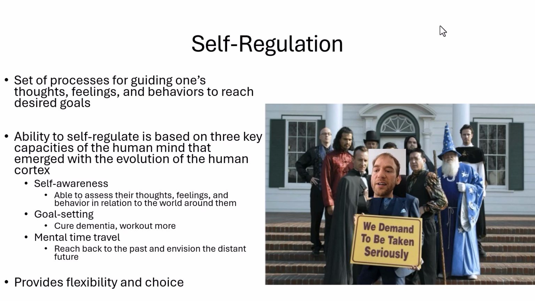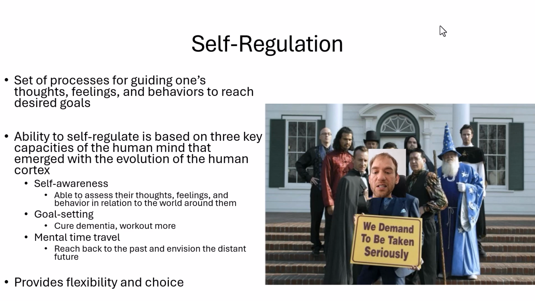Self-regulation. This is defined as a set of processes for guiding one's thoughts, feelings, and behaviors to reach desired goals. The ability to self-regulate is based on three key capacities of the human mind that emerged with the evolution of the human cortex. These include self-awareness, that is the ability to assess thoughts, feelings, and behavior in relation to the world around us. Goal setting, which can be quite large, like, I'm going to discover the cure for dementia, or just work out more. And mental time travel, reaching back to the past and envisioning the distant future.